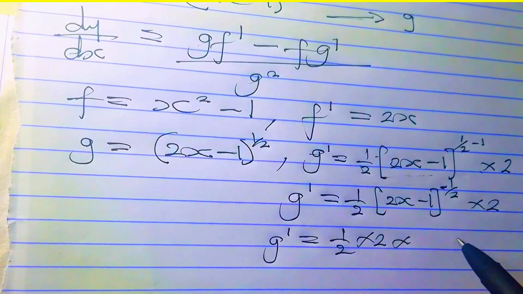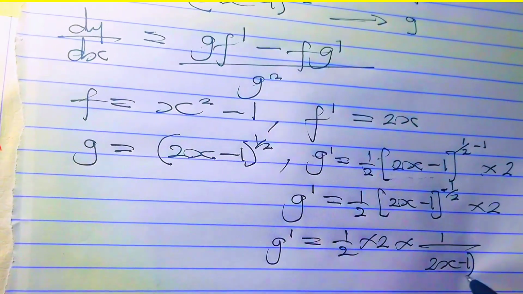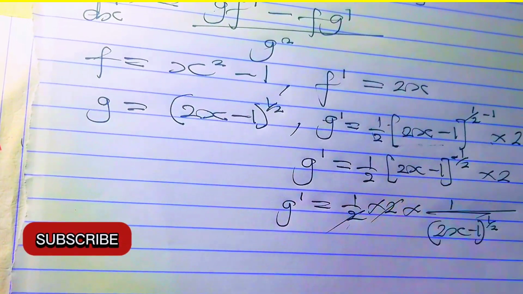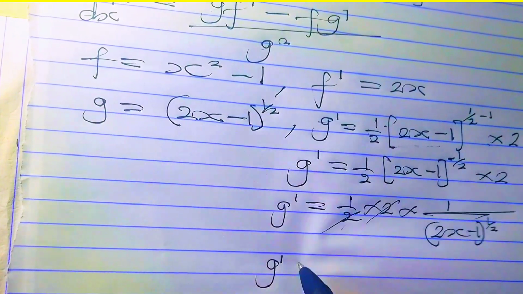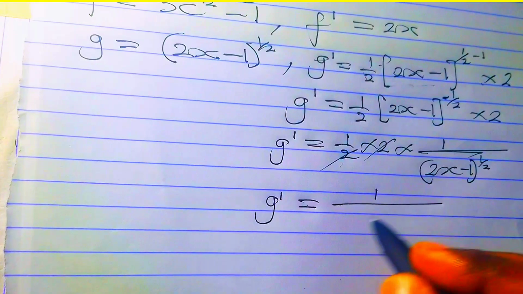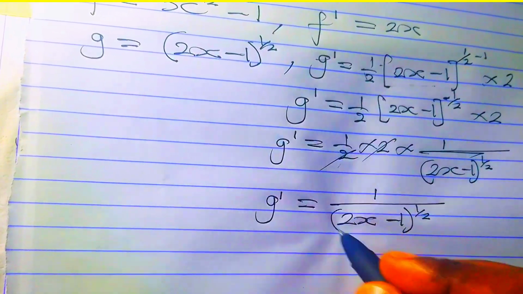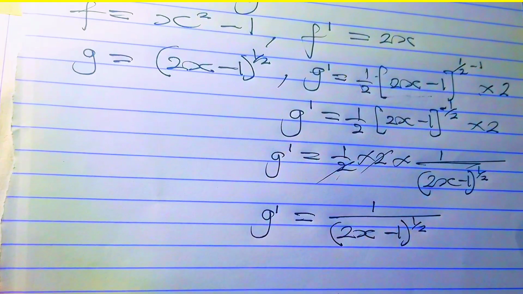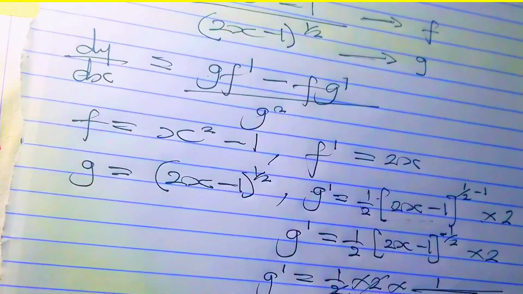Okay, times this one is becoming 1 over 2x minus 1 raised to the power of 1 over 2. So that's going to be expressed that way. So we can actually get rid of the half and 2 here to give us 1. So finally, we have g complement to be 1 over 2x minus 1 raised to the power of 1 over 2. So now that we have all that we need to substitute and the quotient rule concept, we can go ahead and substitute that.